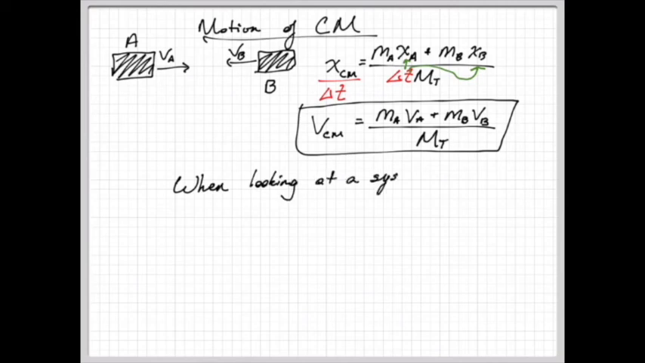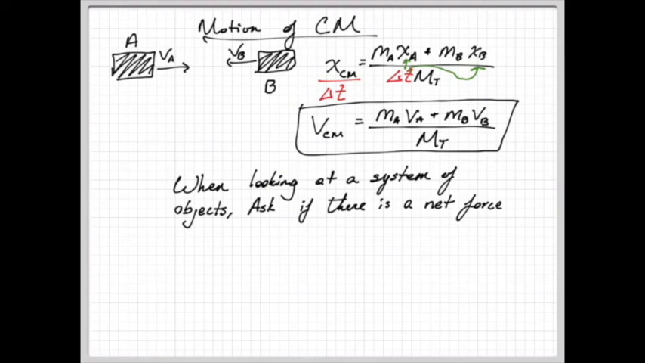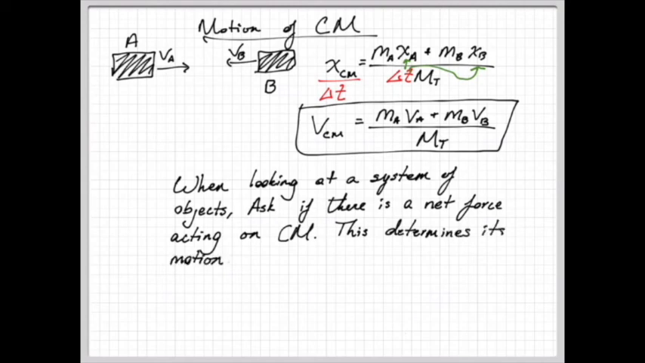Well, more importantly, when you're looking at a system of objects, ask yourself if there is a net force acting on the center of mass. So this will help you determine more about what the center of mass is doing for this system. Okay? Because if there's no forces on the center of mass, well, an object at rest stays at rest. So if the center of mass was at rest, it'll stay at rest. For example, let's imagine we've got like a river or lake, and we have a boat on the lake. And on that boat we have two people.